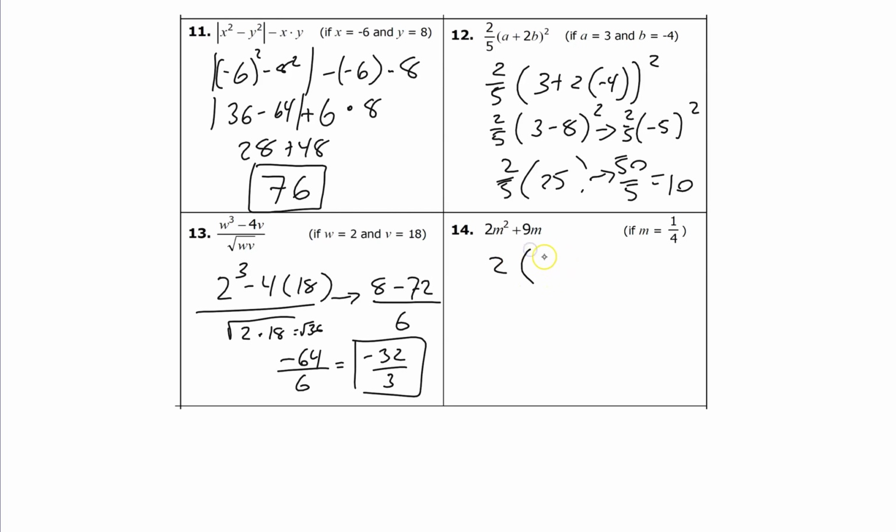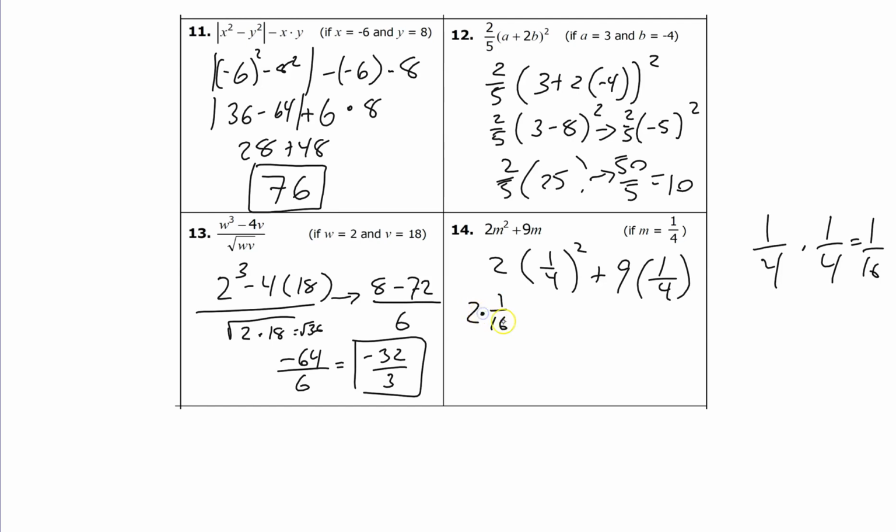All right, 2 times 1/4 squared plus 9 times 1/4. Let's deal with this 1/4 squared. So 1/4 squared is just 1/4 times 1/4, which is 1/16. So 2 times 1/16 plus 9 over 4. Well, this will give us 2/16 plus 9 over 4. Well, we know that we don't have common denominators. 4 goes into 16 4 times. So that just gives us 2 over 16. 4 times 9 is 36 over 16.